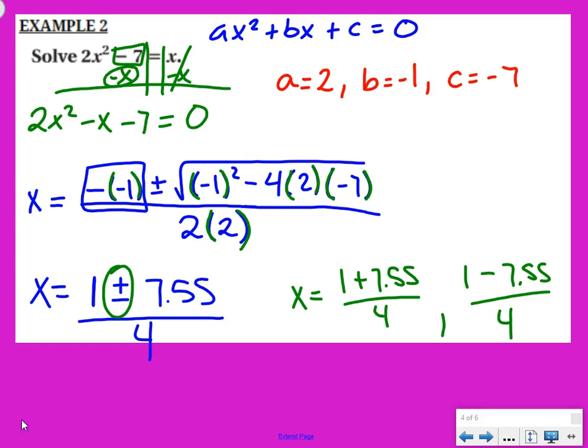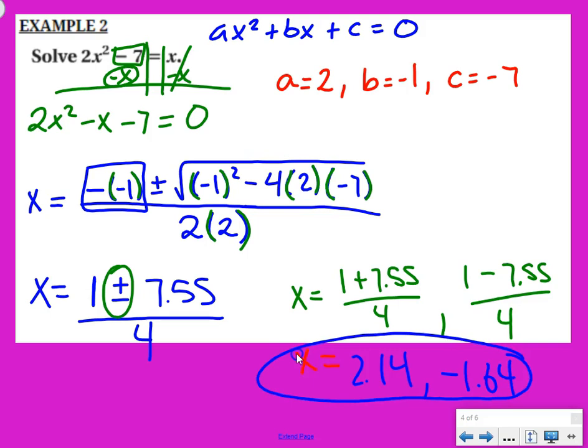All right, so for the first case, x could equal 2.14. And for the second case, x could be negative 1.64. So that is the solution.